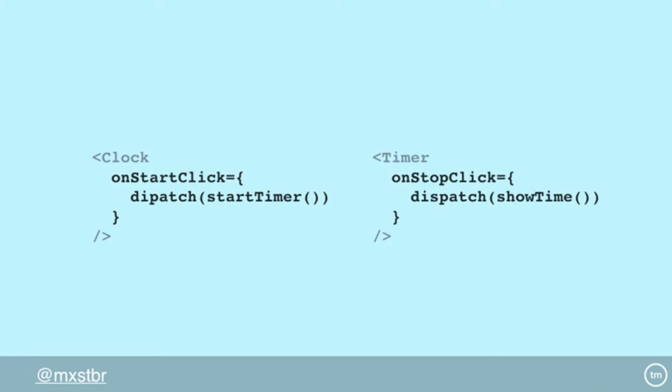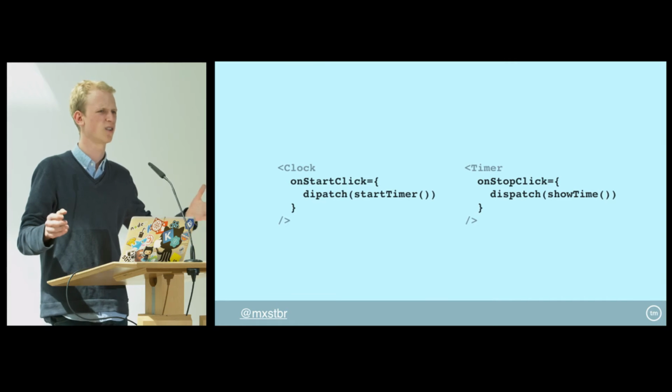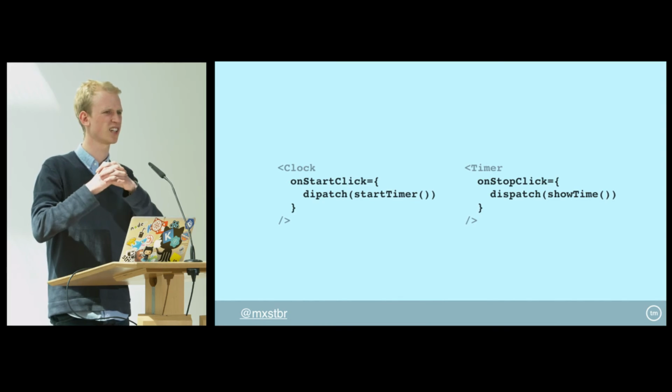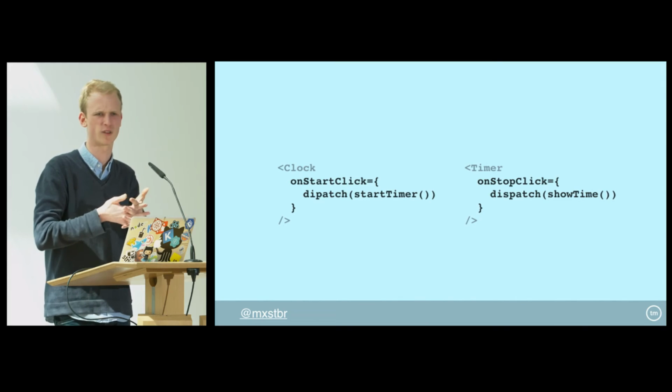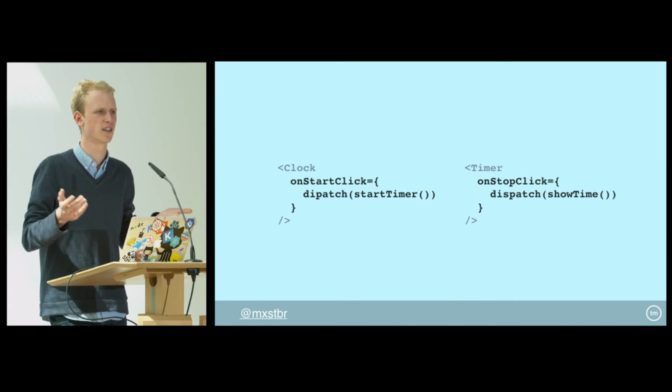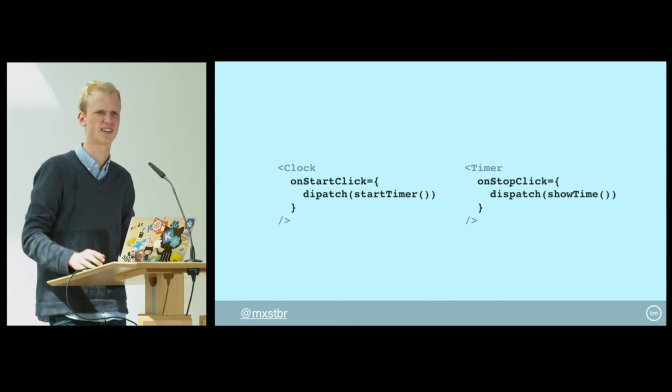And traditionally, people do things like this, right? The clock has an onStartClick prop, and you dispatch a start timer action from there. And then from the timer, when you click the stop button, we dispatch show time there. And those actions are specific to these components. But now, really, we've taken our really decoupled components and tightly coupled them together again. Like that clock won't work without the timer, and the timer won't work without the clock. That's not very ideal, is it? Now we have all of those files, but now they're tightly coupled again.